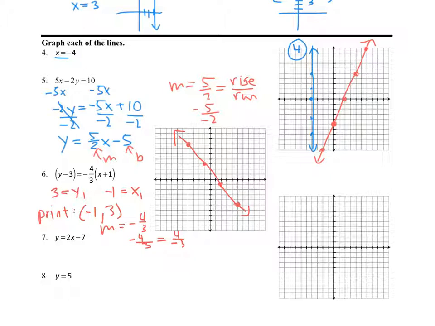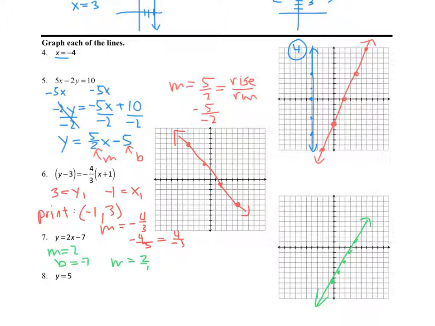Now in part 7, we have just normal slope-intercept. The slope is 2, the y-intercept is negative 7. So we plot a point at negative 7 and a slope of 2. I go up 2 over 1, up 2 over 1, because the slope of 2 is like 2 over 1. And I plot a few points and then connect them to make the line.